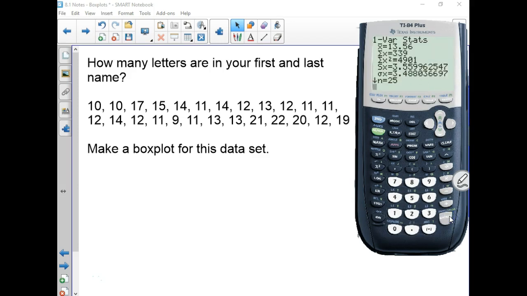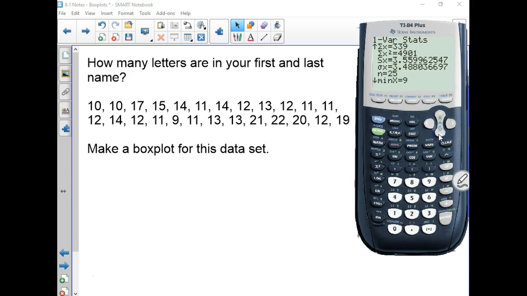And then one variable statistics gives us a lot of numbers, many of which we're not going to use right now. These first numbers are stuff we're going to talk about later. You should see n equals 25 right here. That means we have 25 data points. And you see this little arrow that goes down.